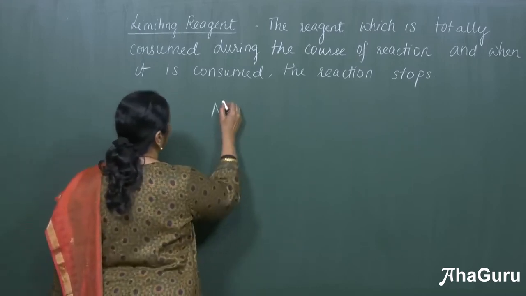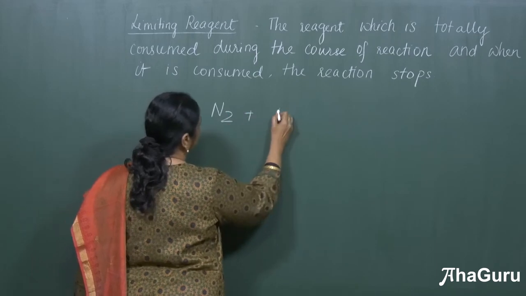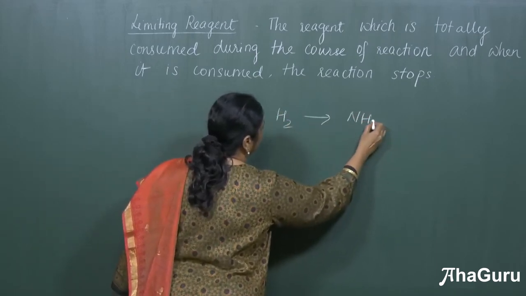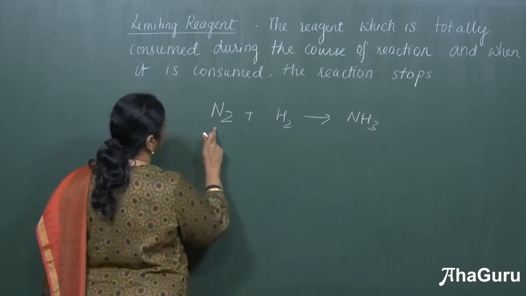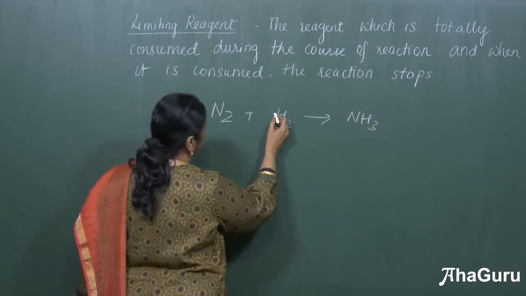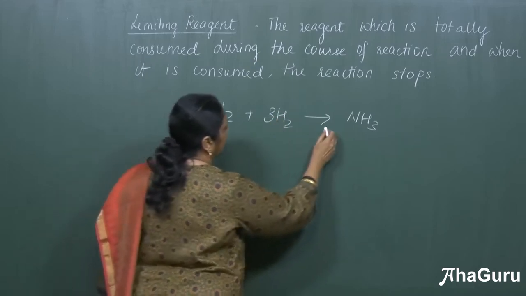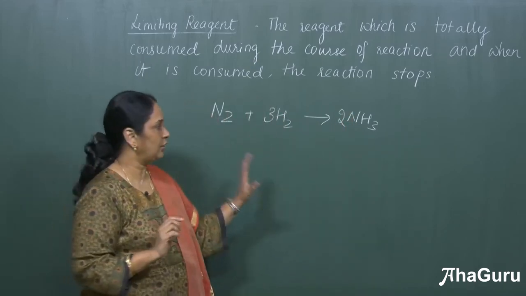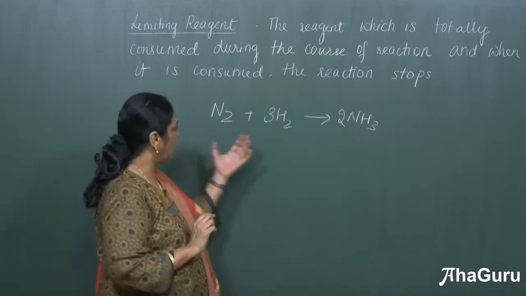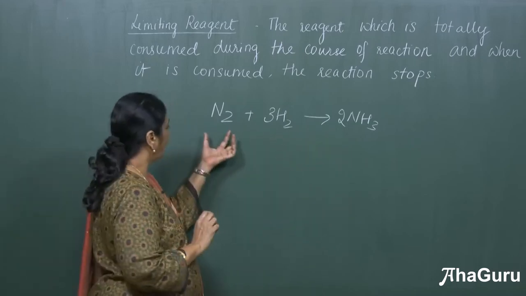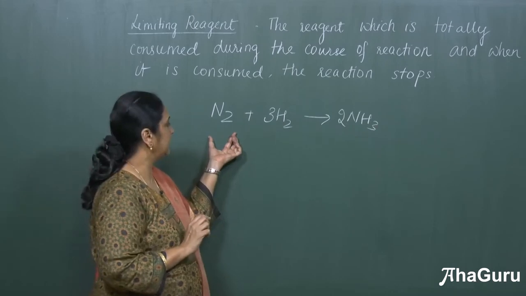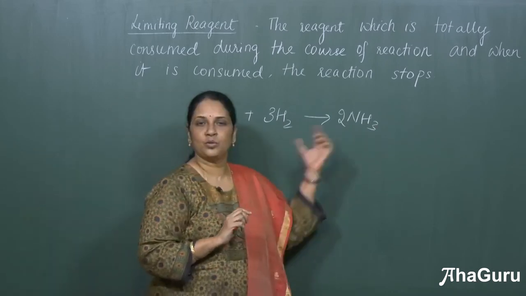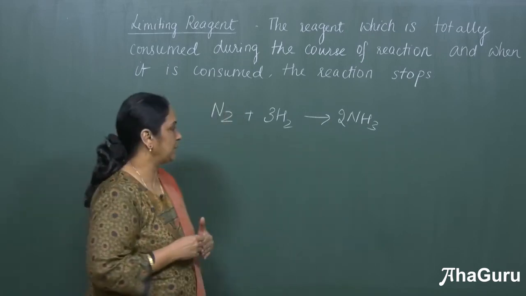So we know that N2 will react with H2 to give you ammonia, NH3. When we balance it, 1 mole of nitrogen will react with 3 moles of hydrogen and 2 moles of ammonia is produced. Let's not bother about the catalyst and all. So this is the reaction. So by just seeing this, you know that 1 mole of N2 gas is needed and it reacts with 3 moles of hydrogen to give you 2 moles of ammonia. With respect to grams, let us write.